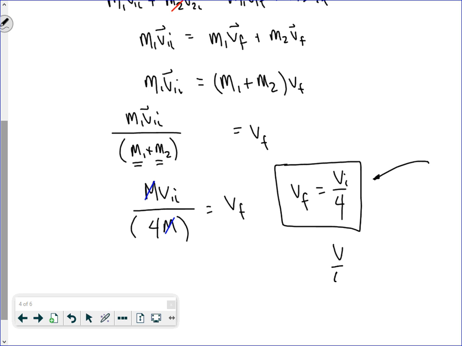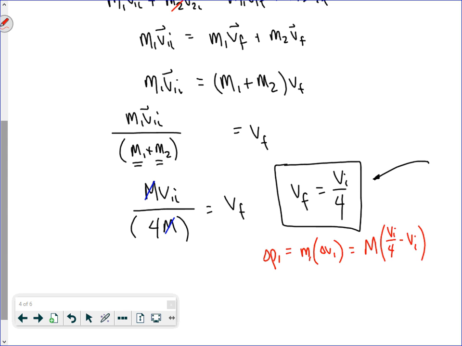And so V over 4 times 4m is mv, just like it was in the beginning. All right, we can also look at impulses of either object, changes in momentum of either object. So delta P1 is m delta V1, which is m1 times (V1 final is V over 4, and V1 initial was just V initial).